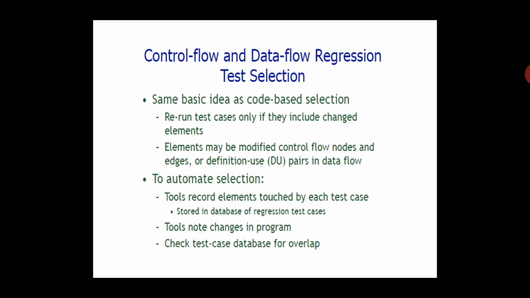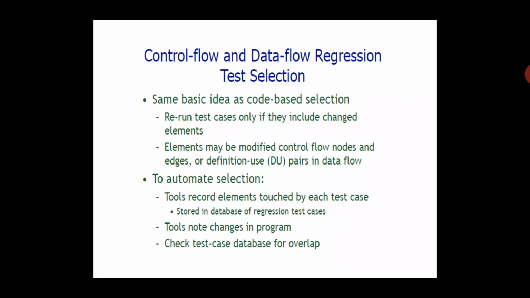Another general portion is control flow and data flow regression test selection. The general idea is also the same as code based selection, but they use some modified version of the code base. So rerun a test case only if it includes changed elements, same as code based. Elements may be modified control flow nodes and edges, and definition-use pairs in data flow. We know the data flow testing, right? In data flow testing we have some graphs, the definition use path graph, where some control flow nodes will come. So this is related only to that portion.